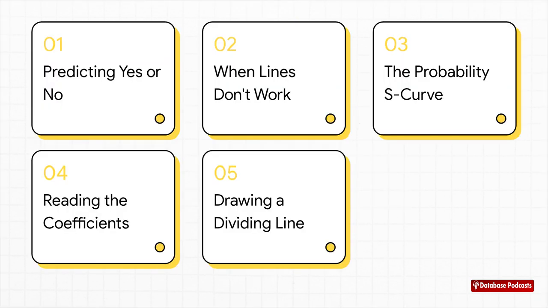So here's how we're going to break it down. First, we'll get a handle on the problem itself. Then, we'll see why some of our go-to models just don't work here. After that, we'll get into the really cool solution, the logistic function, figure out what it's telling us, and then we'll even check out a completely different way to think about the whole thing.